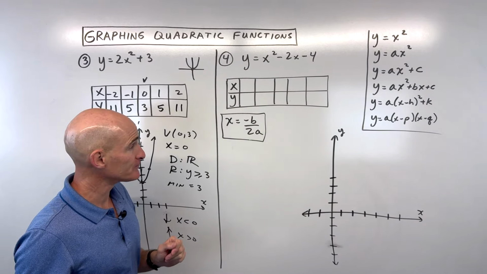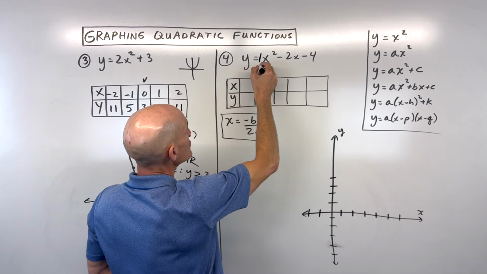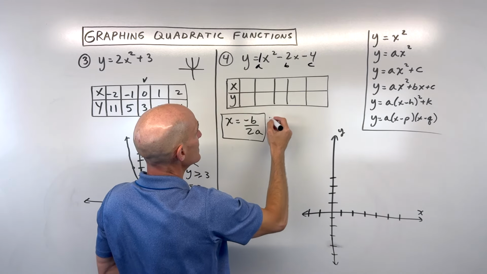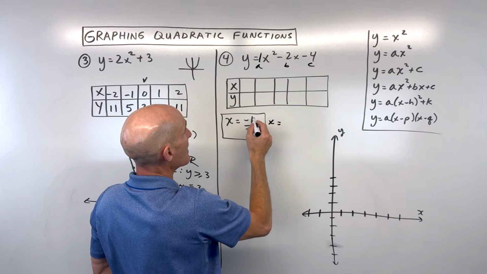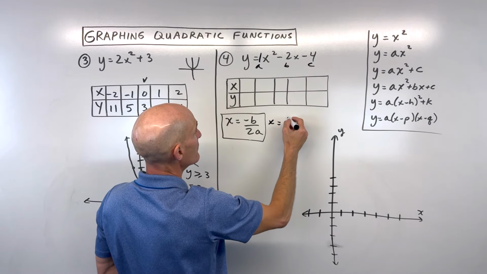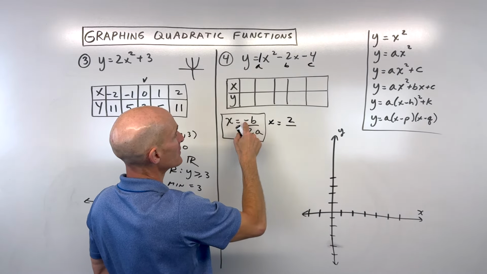So let's do that. In this case, a is 1, b is negative 2, c is negative 4. Let's just write that down, a, b, c. So x equals the opposite of b. See, negative b is the opposite of b. So opposite of negative 2 would be positive 2, or you can think of it as negative 1 times negative 2 is positive 2, divided by 2 times a, which is 2 times 1. 2 divided by 2 is equal to 1. That's the x-coordinate of our vertex. It's also the axis of symmetry right here at x equals 1.